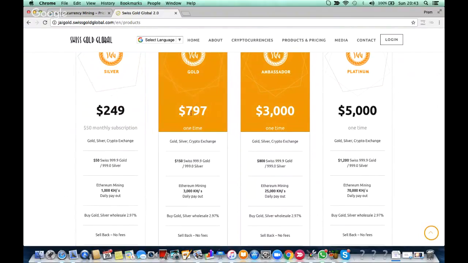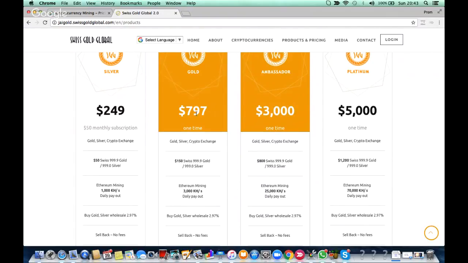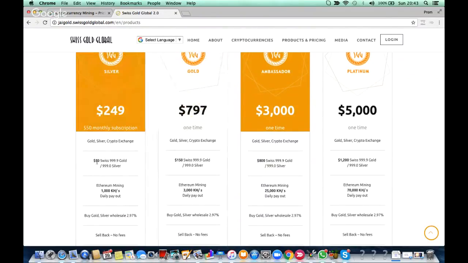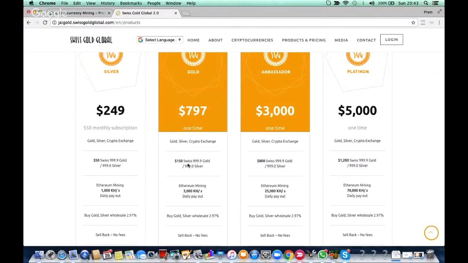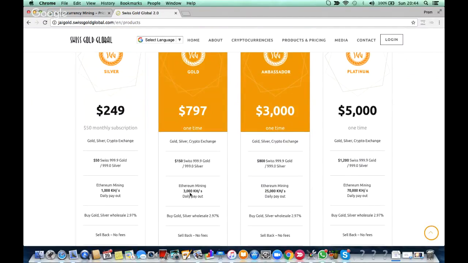Why? Because 50 monthly times 11 months, that's $550. $550 plus 249, we're looking at $800 anyway. This is $800, exactly the same thing. Instead of $15 in gold or silver upfront, you get 150 upfront. Instead of 1,000 kilohash per second, you're getting 3,000 kilohash per second. So getting much more mining power to begin with.